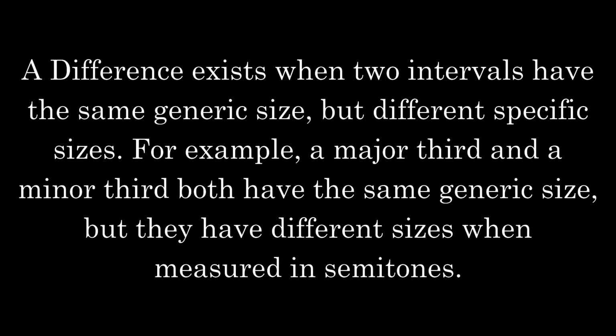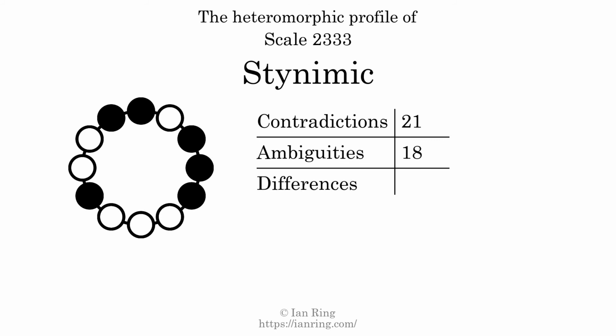A difference exists when 2 intervals have the same generic size, but different specific sizes. For example, a major third and a minor third both have the same generic size, but they have different sizes when measured in semitones. The number of differences in this scale is 64.